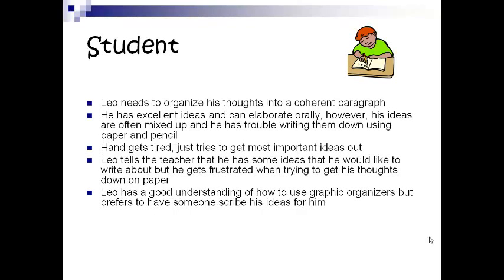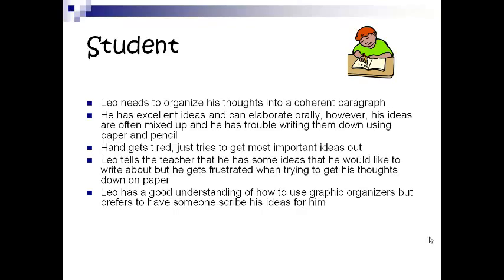Step 1. Let's look at our student. What does Leo need to do? What are his abilities and needs? Leo needs to organize his thoughts into a coherent paragraph. He has excellent ideas and can elaborate orally. However, his ideas are often mixed up, and he has trouble writing them down using paper and pencil.